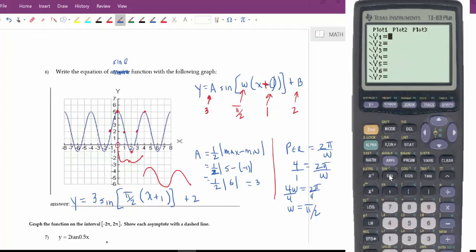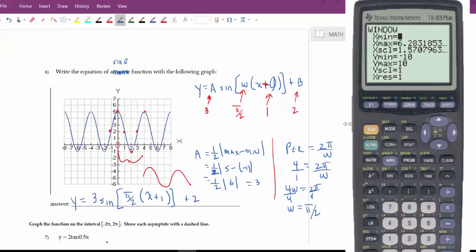You could go ahead and put in your answer if you wanted to. You have 3 times the sine, and then the best way to do this is to put in 2 parentheses, and then just put in pi over 2, close the parentheses, then a new parenthesis, and then put in x plus 1, like that. Okay, we need to double up on the parentheses, then put a plus 2 in.